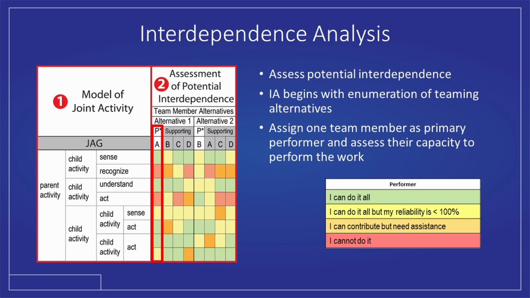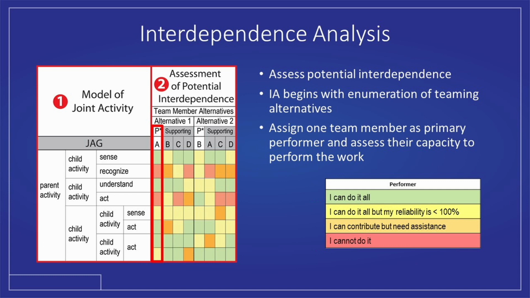Under the performer column, green indicates that the performer can do it all, very reliably. Yellow indicates that they can do the task, but their reliability is less than 100%. Orange indicates that they can contribute to the task but need assistance. For example, you may not be able to lift the entire table, but you could help lift the table. And red means you can't do anything to help with this particular aspect of the work.